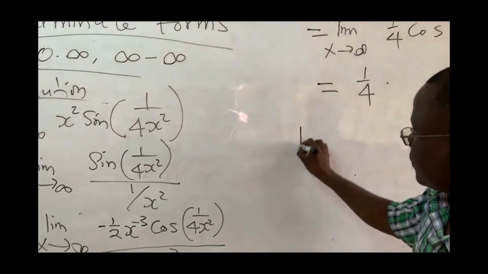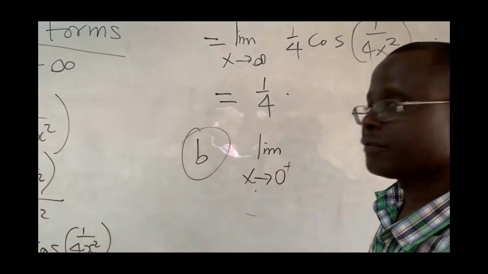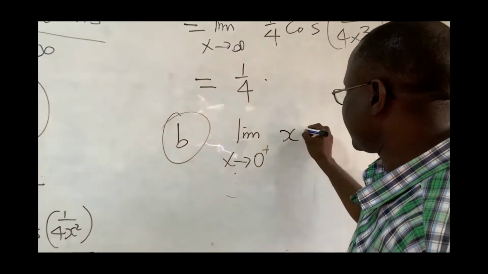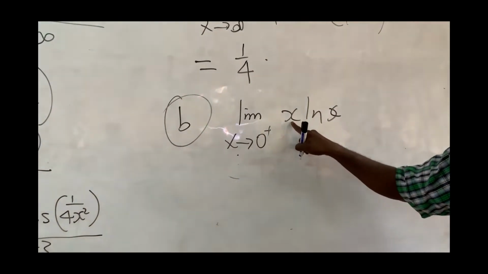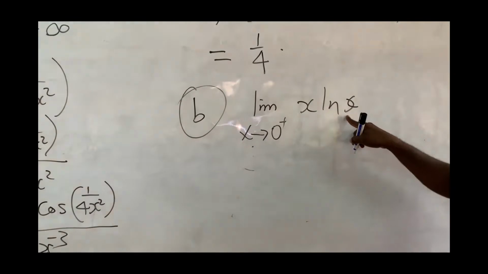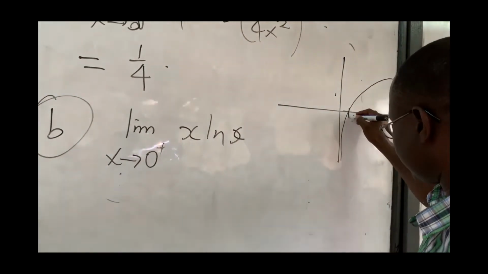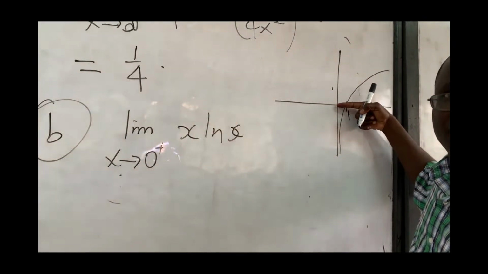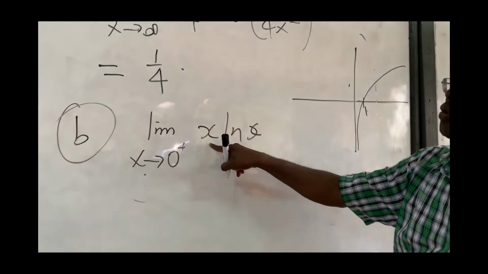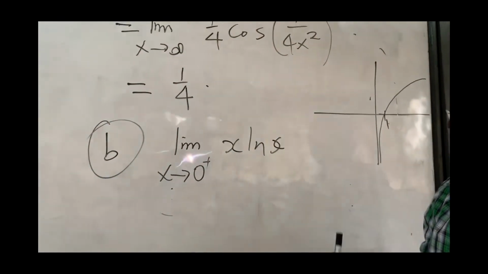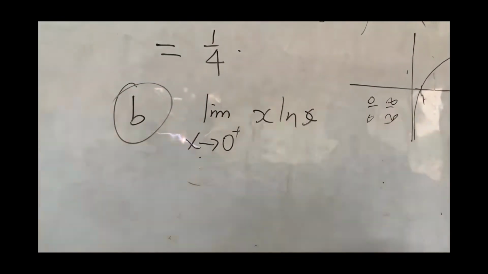Now, B says we want to find the limit as x goes to 0 from the positive side, from the right side, of x ln x. Now note that as x goes to 0, this is going to 0. What about this guy? As x goes to 0 from the positive side, remember ln is this guy here. It looks like this. This is 1. So as you're approaching 0 from the right hand side, the ln function is going to negative infinity. So this is negative infinity, that is 0. So you have the form 0 times infinity. Because it's of that form, you try to turn it to the form where you have 0 over 0 or infinity over infinity, and then try to solve it.